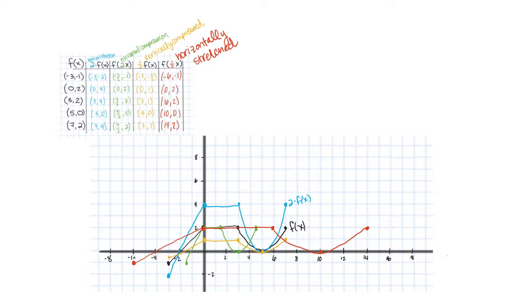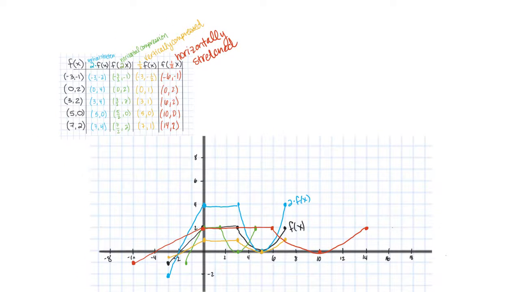So this activity was a good example of how multiplying either the inside or the outside of the function affects what the graph looks like. Remember, multiplying the outside of the function will affect the graph in the vertical direction, while multiplying the inside, or the argument, of a function by a number will affect the graph in the horizontal direction.